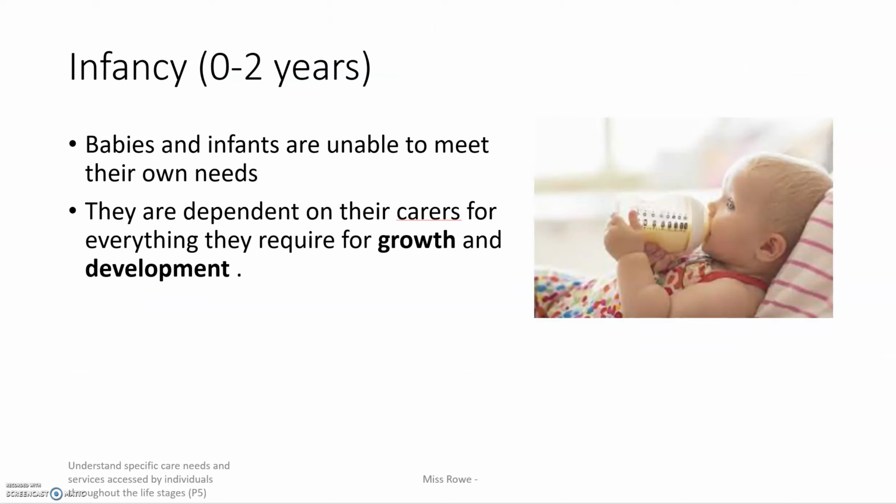Infancy, 0 to 2 years old. Babies and infants are unable to meet their own needs. They are dependent on their carers, parents, for everything they require for growth and development. Development is the process of learning skills like moving, language, thinking, feelings.